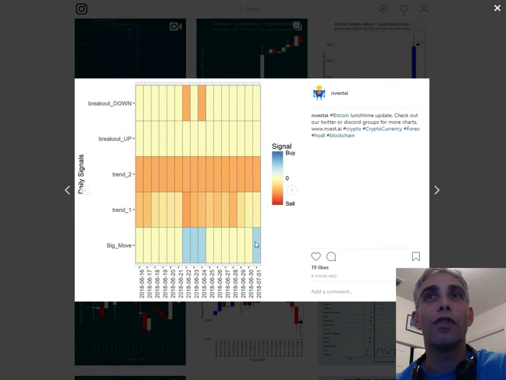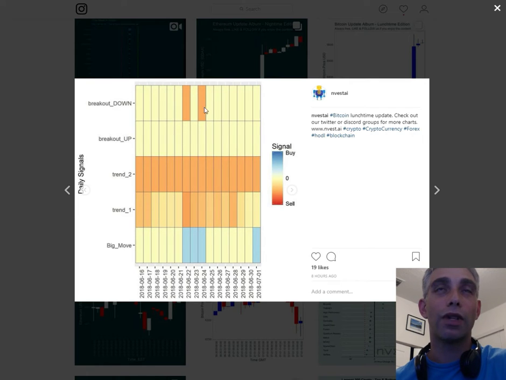You don't need to have a big move every day, but you want to see every once in a while some big moves to the upside. And if you're thinking that it's going to be a downtrend, you want to see breakouts to the downside, trend score down, trend score down. We saw that on June 22nd, June 24th: we had a breakout to the downside, trend score number 2 was down, trend score number 1 was down. And you know what the price of Bitcoin was doing.